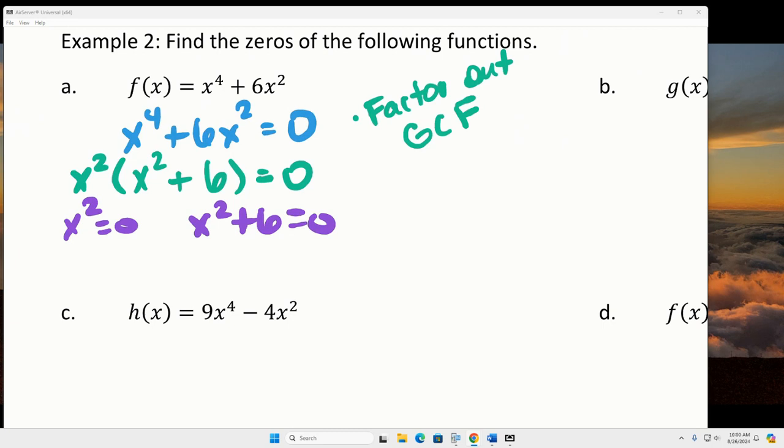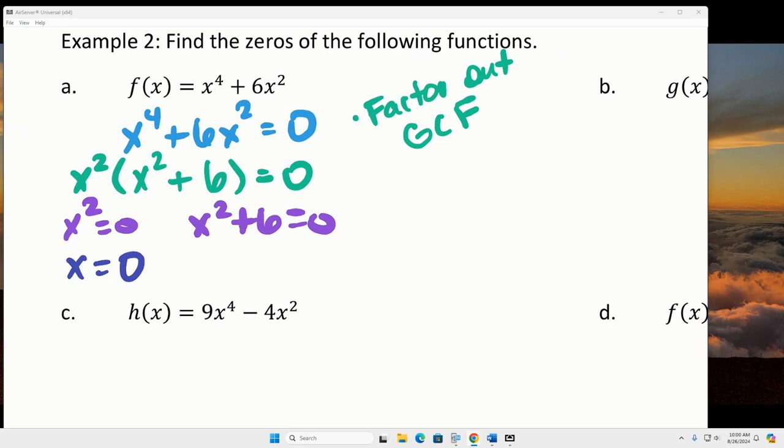All right, so now what we're going to do is solve each of these for x. And so on the x squared equals 0, we would do the positive and negative square root. But what is the square root of 0? 0. Is 0 positive or negative? It's neither. You guys are so smart.